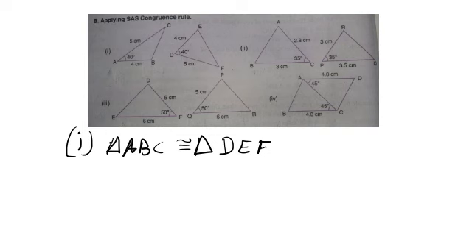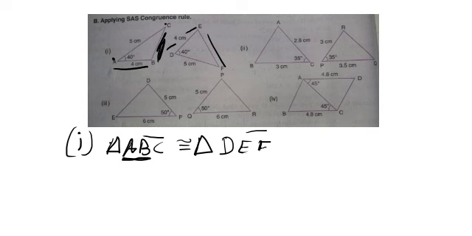We can verify this as well. First we have AB, that is 4 centimeters. Then DE is also 4 centimeters. Then we have BC and EF, where the lengths are not given. Then AC, the length is 5 centimeters, and DF, the length is 5 centimeters as well.